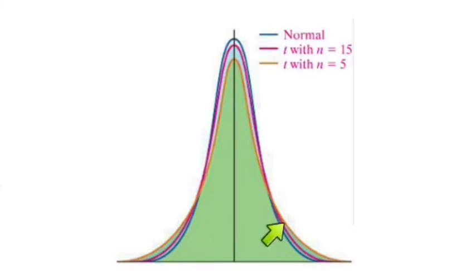The tail for the t-distribution with n equals 5 is even thicker than the tail for the t-distribution with n equals 15, and both of them are thicker than the standard curve. So we see that as sample size gets smaller, the t-distribution gets shorter, but the tails get thicker.